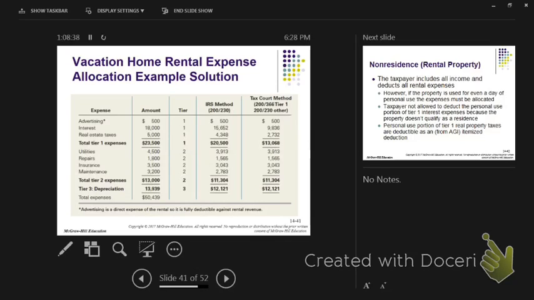Okay, then the taxpayer can choose between which one? The taxpayer can choose between which one they're using right now. There might be some instances which are mandated, but yeah.